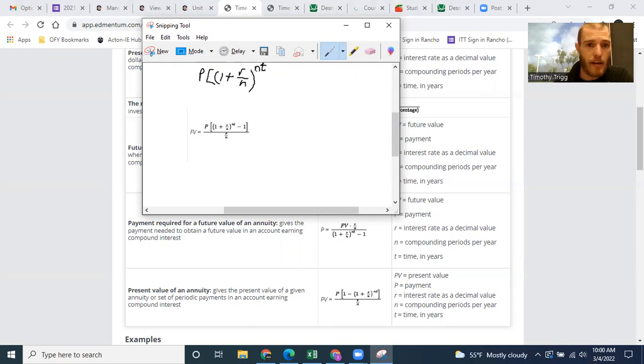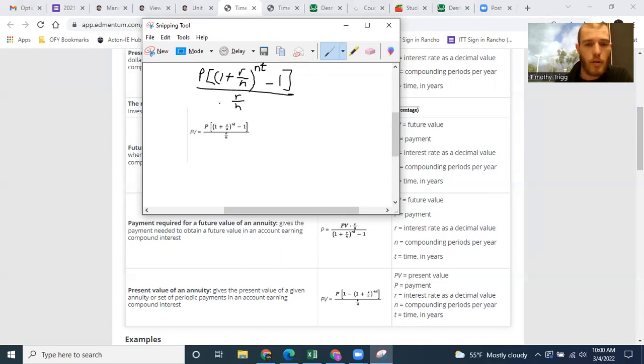So this is the same N as down here, the number of compoundings in a year. T is the amount of time, the number of years, 3 in this case. So T will be 3. Then minus 1, close the bracket, over, and then here we have another fraction, R over N.